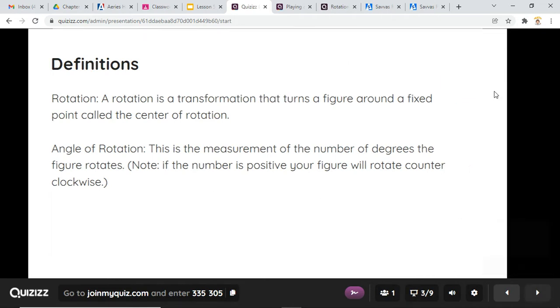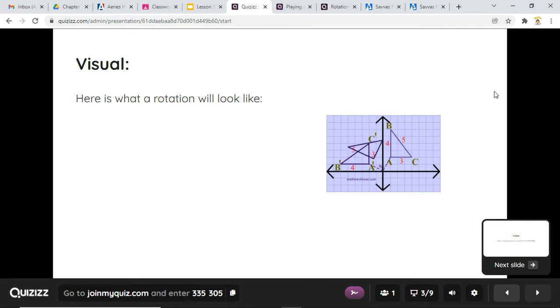All right. So just a little visual for you guys to see here. This is what a rotation is going to look like. Notice how unlike a slide or a translation or a flip or reflection, our figure is rotating and the orientation of it changes, right? Now, instead of our B being on top, the B is on the left-hand side. Instead of the A being the furthermost to the left, it's now the one on the bottom. And the C is now on top.